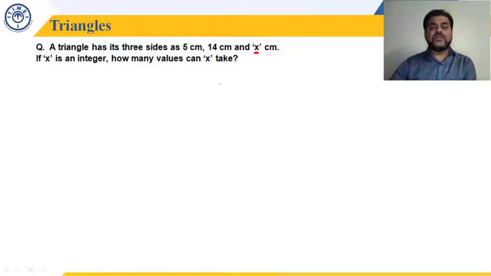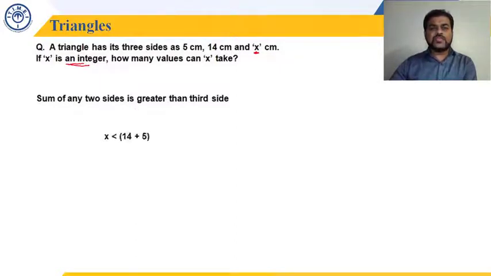It cannot be a negative integer. The length of a side cannot be negative. So x is an integer. In this question it implies x must be a positive integer because it is the length of a side. Fine. The sum of any 2 sides we know is greater than the third side, isn't it? So can I say the sum of these 2 sides, 14 and 5, must be greater than the third side x, right? The sum of 14 and 5 must be greater than x.